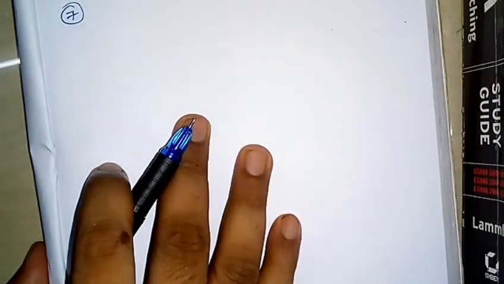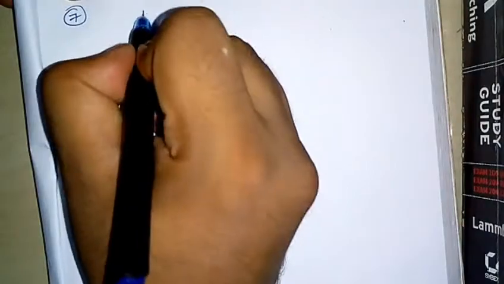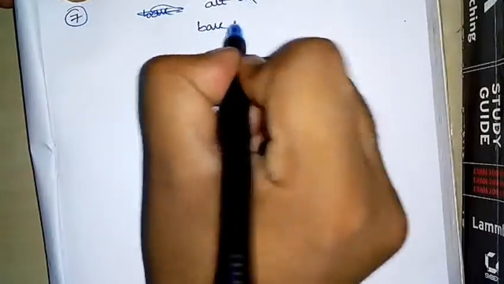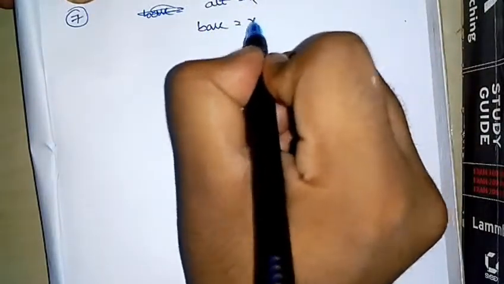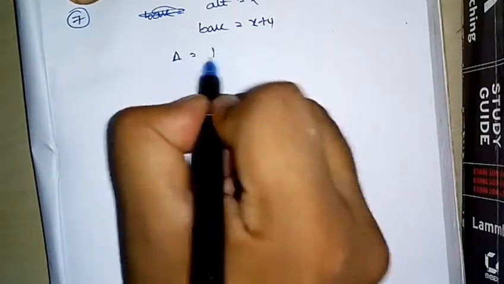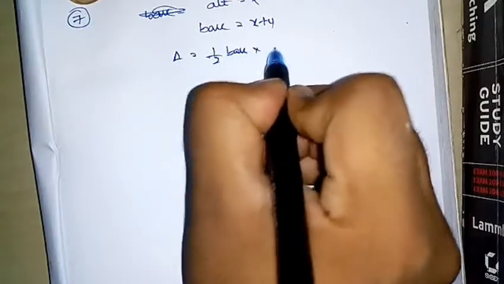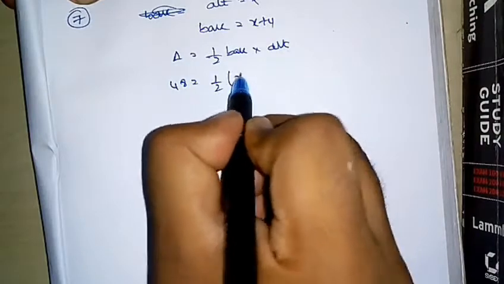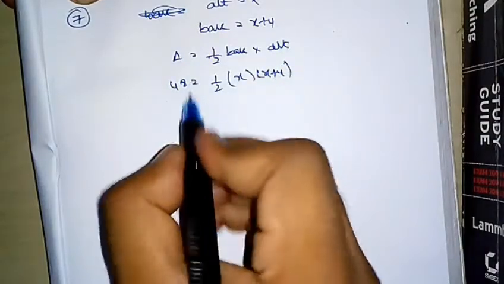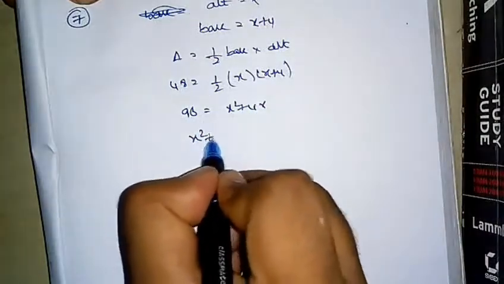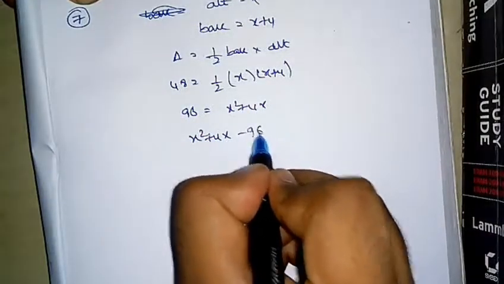The base of a triangle is 4 cm longer than its altitude. Let the altitude be equal to x. The base will be 4 cm longer than the altitude, so x plus 4. The area of the triangle is 48 square centimeters. The area of the triangle is half into base into altitude, which is equal to 48, equal to half into x into x plus 4. So 48 twos are 96, equal to x square plus 4x, or x square plus 4x minus 96 is equal to 0.